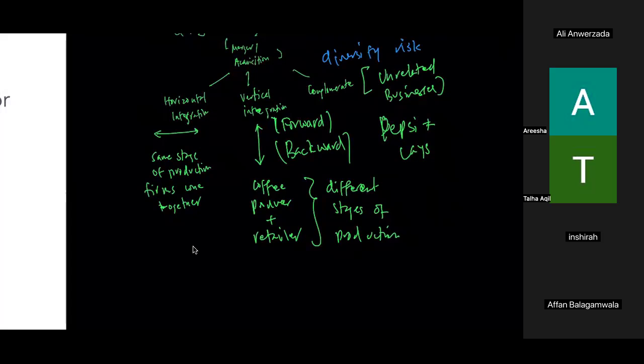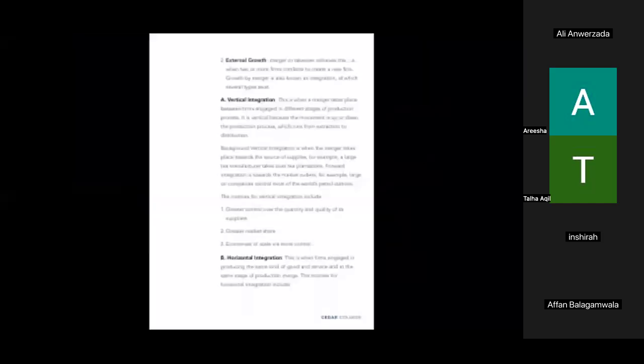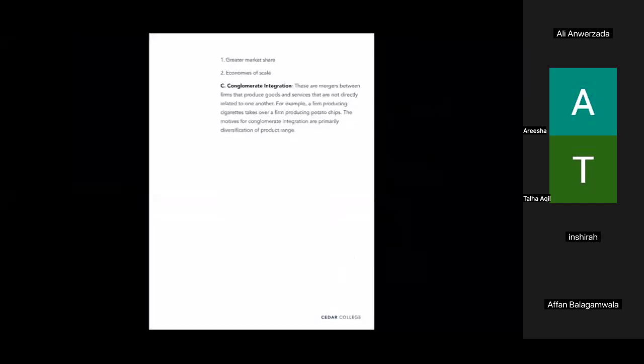Okay, these are some of the reasons why you want to grow. Horizontal would be gaining more market power, because two different firms in the same stage of production are coming together. Vertical could be getting more control and even market power or market share, because if you control inputs, you could also control the market. And conglomerate is simply diversifying the risk. Okay, makes sense? Any questions, guys?